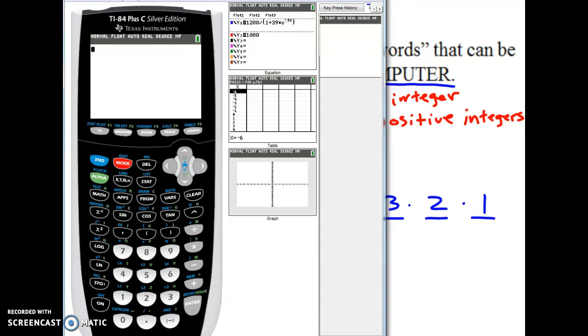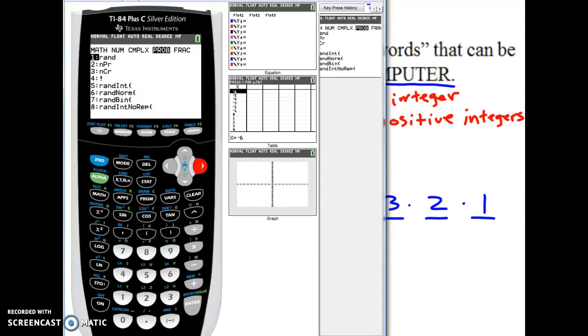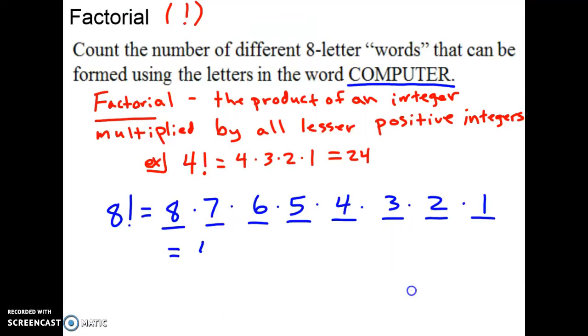So in your calculator, if you hit 8, and then you go to this math key, go over to probability. Okay, it's the 4th one over, and then going down to the 4th one, this exclamation point, you can do the factorial. So 8 factorial, and your calculator will do that for you. 40,320.